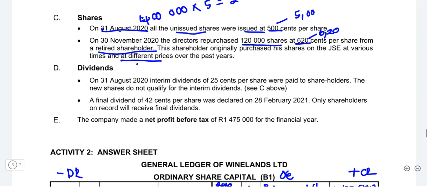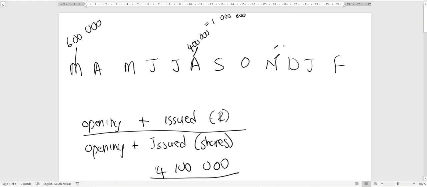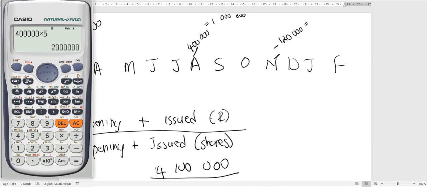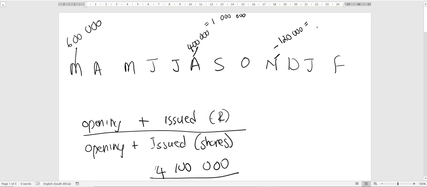So it's minus 120,000 shares. Okay, so we'd say minus 120,000, which means how much will we be left with? If you say 1 million, then you minus 120,000, you are left with 880,000 shares. So it means after they repurchased, only 880,000 shares were issued.